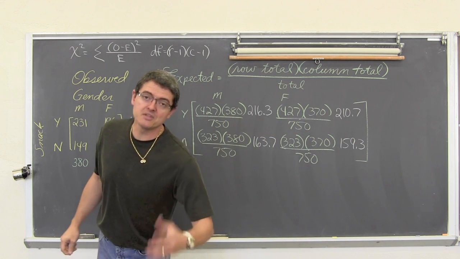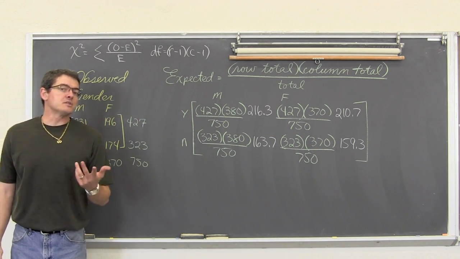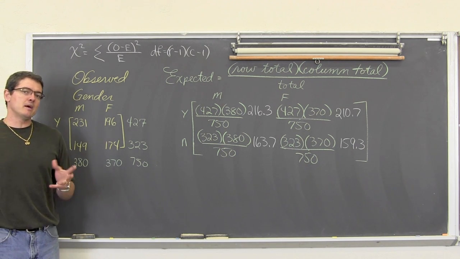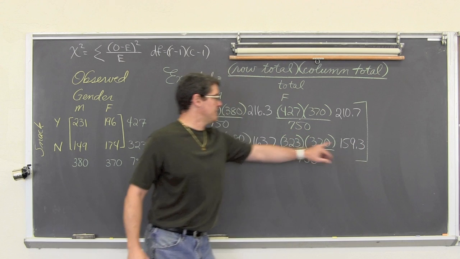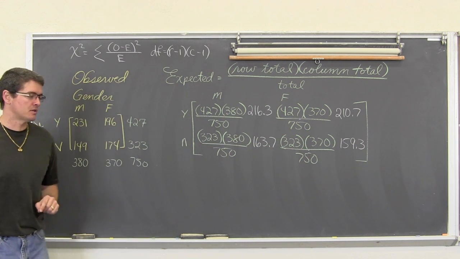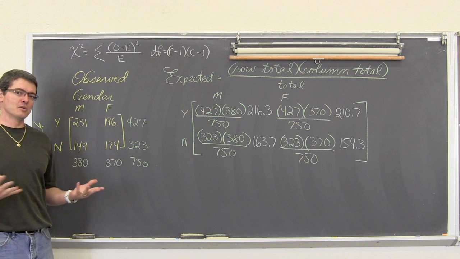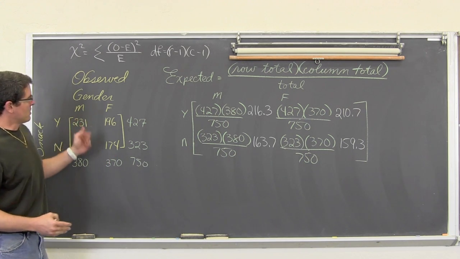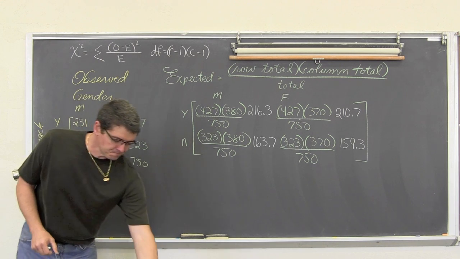Okay, now remember, H sub O is no association, or that the proportions between the snacking habits between men and women are equal. So if that was true, then these are the expected cell counts that we should have gotten, or we were expecting, based on H sub O, which we are assuming to be true. So we have observed, we have expected, we have a formula to work through, so let's do that.